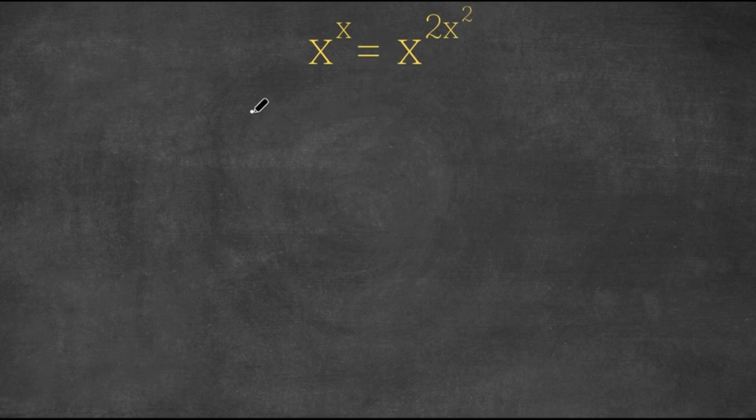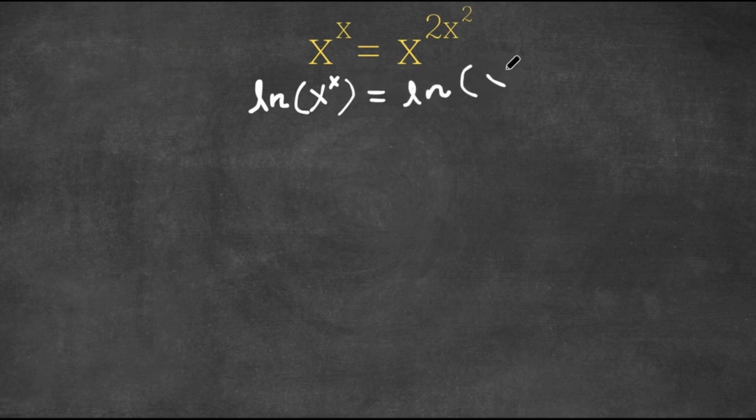Now, what I'm first going to do is I'm going to take the natural log on both sides. So now we have ln of x to the power of x, and this is equal to ln of x to the power of 2x squared.